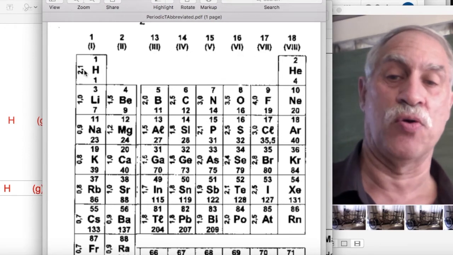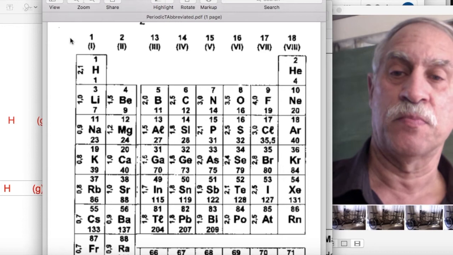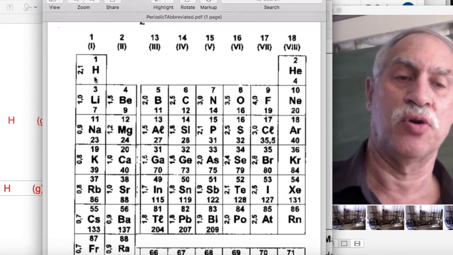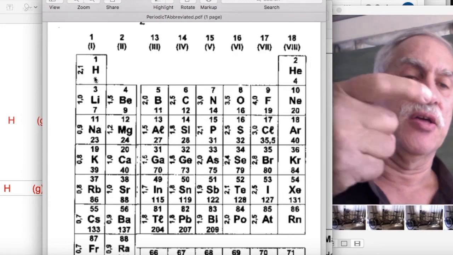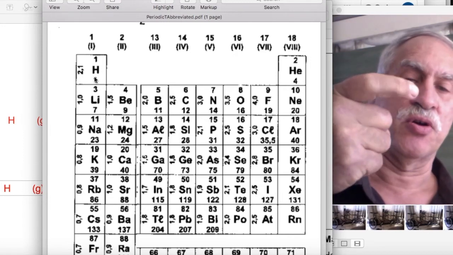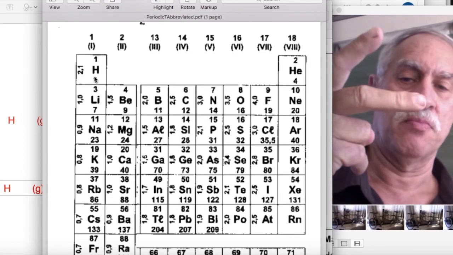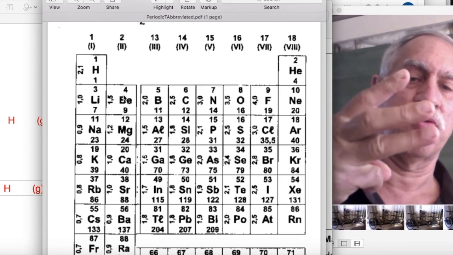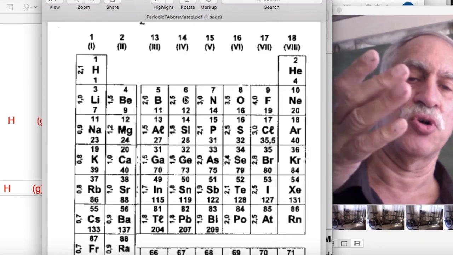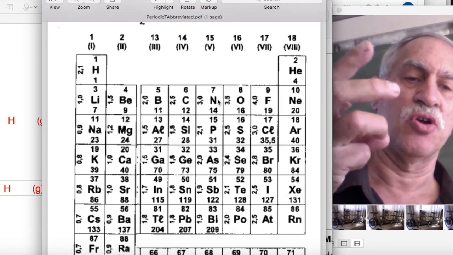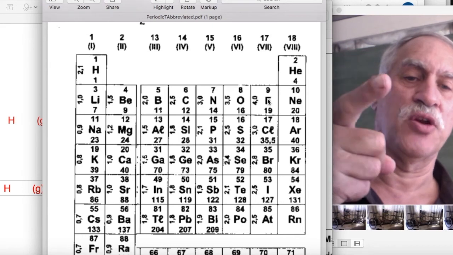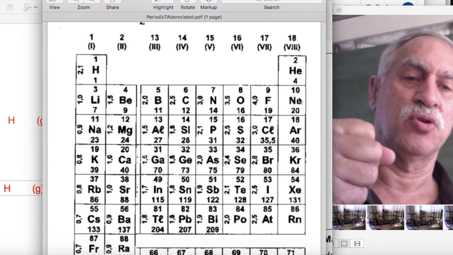And they know that group 1 has got 1 valency or 1 hook. So if this is a hydrogen, it's got one hook. Then if you go to beryllium, here's beryllium, it's got two hooks, boron 3 hooks, carbon 4 hooks, nitrogen goes down now to 3 hooks, oxygen 2 hooks, fluorine 1 hook, and neon 0 hooks.